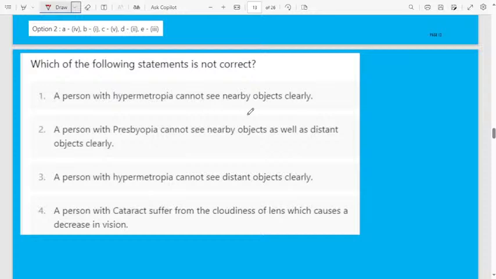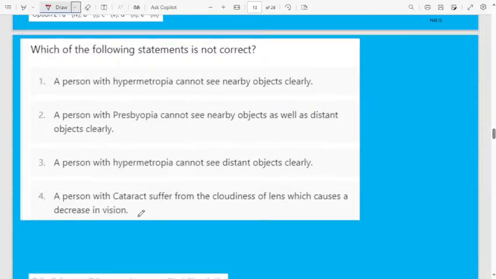Next, which of the following statements is not correct? They are asking which one is not correct. First option, a person with hypermetropia cannot see nearby object clearly. Second option, a person with presbyopia cannot see nearby object as well as the distant object clearly. Third option, a person with hypermetropia cannot see distant object clearly. Fourth option, a person with cataract suffers from cloudiness of the lens which causes a decrease in vision.